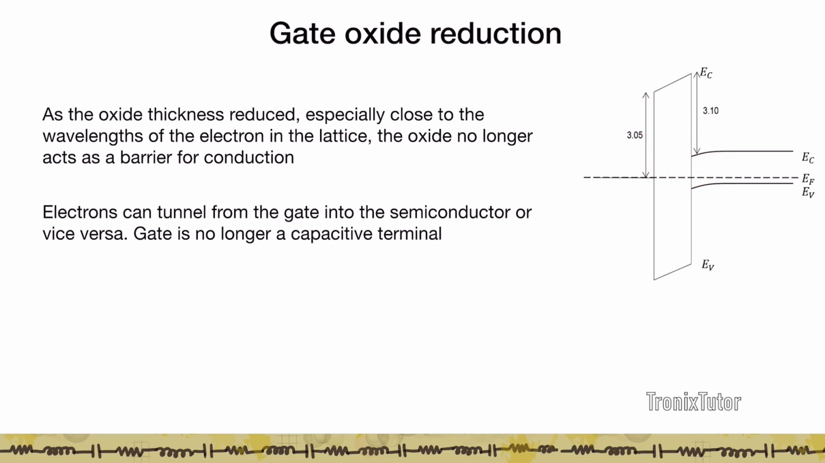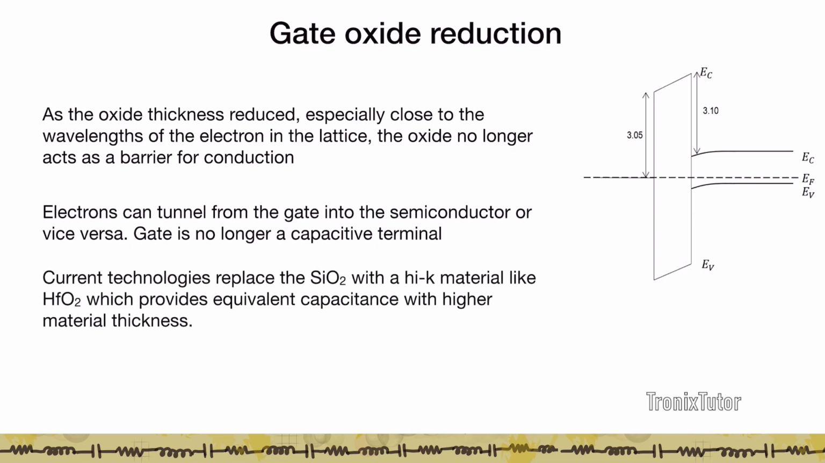One of the foundations of the MOS is that the gate is a voltage control terminal, and this voltage controls what happens in the semiconductor. Now if this oxide is unable to behave as an insulator, the gate no longer functions as a capacitive terminal.